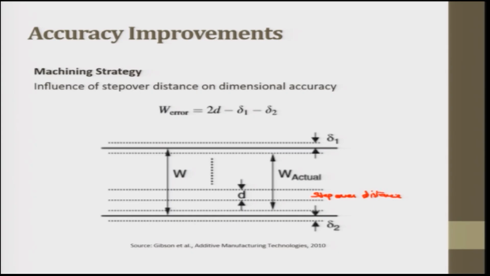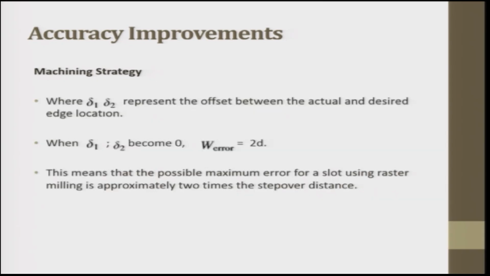This D is step over distance and W is the slot width. Now, even when the CNC machine is perfectly aligned, the slot width error will be at least 2D minus delta 1 minus delta 2. Delta 1 is on the upper side, delta 2 is on the lower side. So, this is W which is actually obtained. Here delta 1 and delta 2 represent the offset between the actual and desired location.